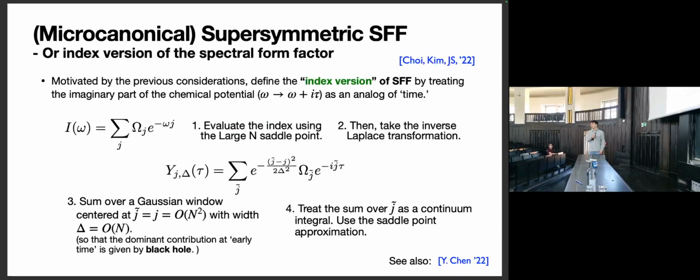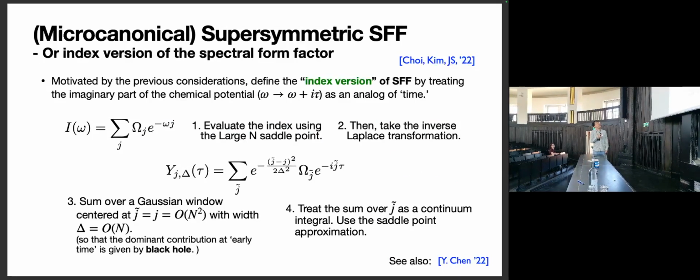I will be brief in view of time. But the main idea is to consider complexifying the chemical potential, just like we complexify the inverse temperature beta, and use this tau as an analog of time. And we can evaluate this index using the large N saddle point that I introduced. We are particularly using this microcanonical version of the supersymmetric form factor for our convenience, and we can compute that using the saddle point approximation successively.